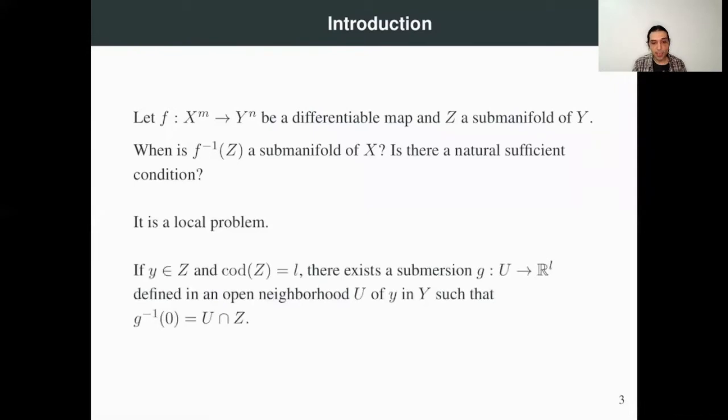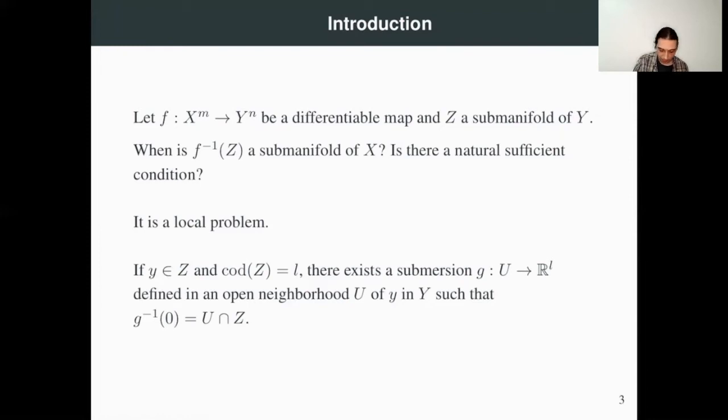If we have a point y of the submanifold C, let's assume that the codimension of C is equal to L, we are going to have a submersion G defined in an open neighborhood U of y in our manifold Y, such that the preimage of zero is the intersection of the domain of definition of G with C. That's the kind of thing that we get by considering local coordinates in which the submanifold has a nice form.